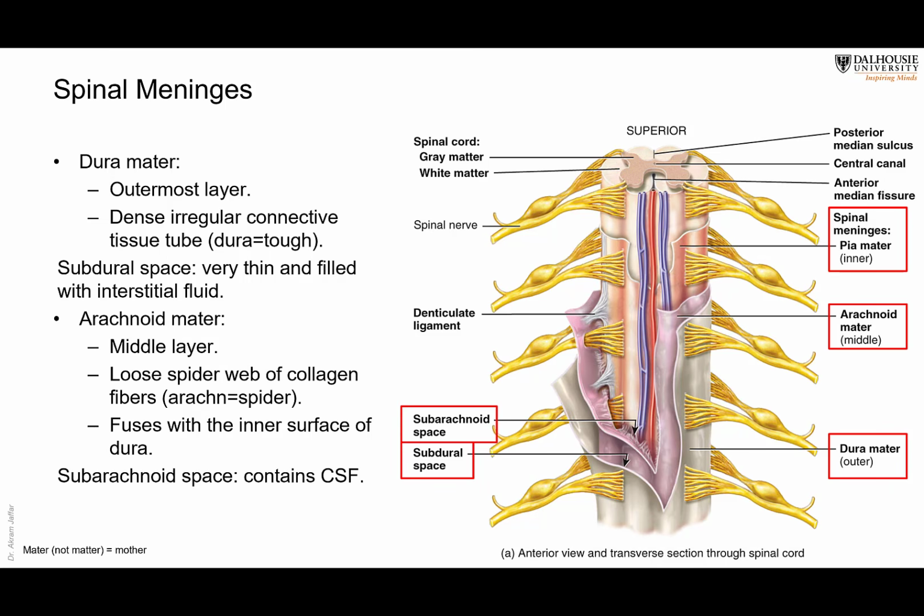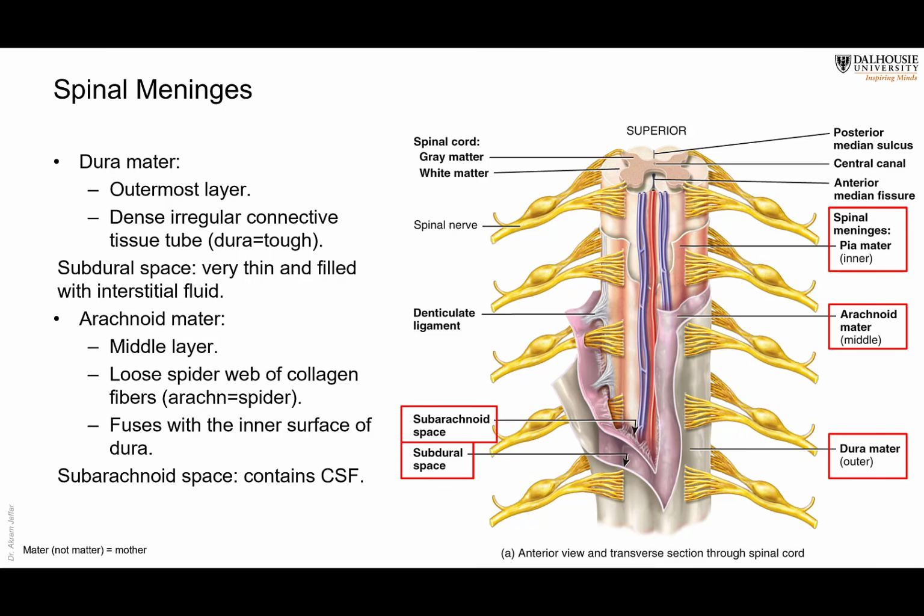And arachnoid means like spider. Arachne means spider. So it consists of loose connective tissue, loose with collagen fibers. And as I mentioned, it fuses with the inner surface of the dura mater. And deep to it is the cerebrospinal fluid.